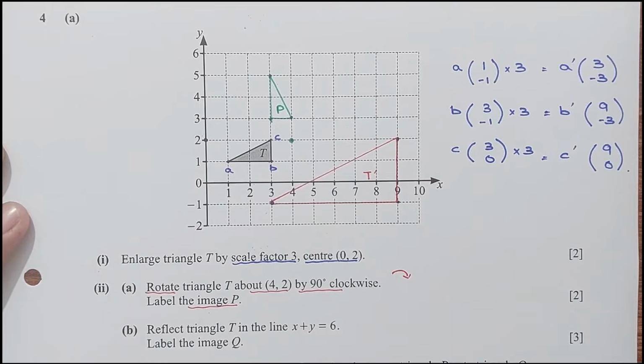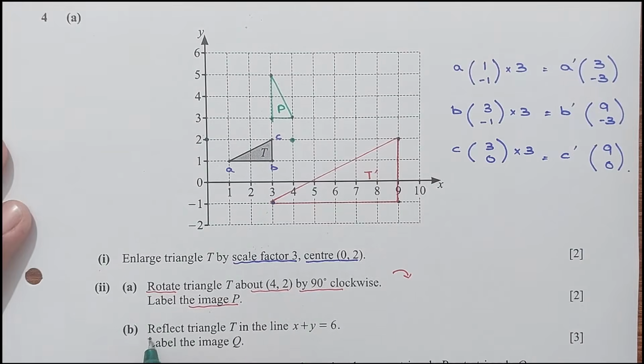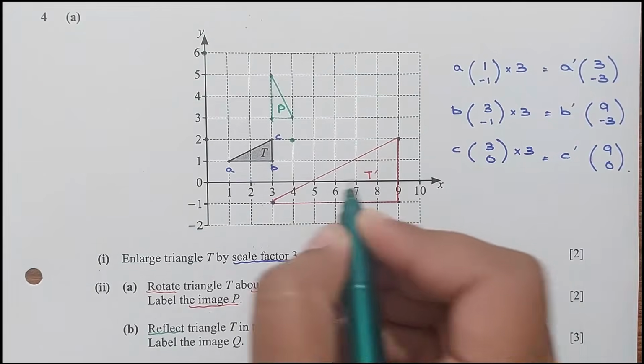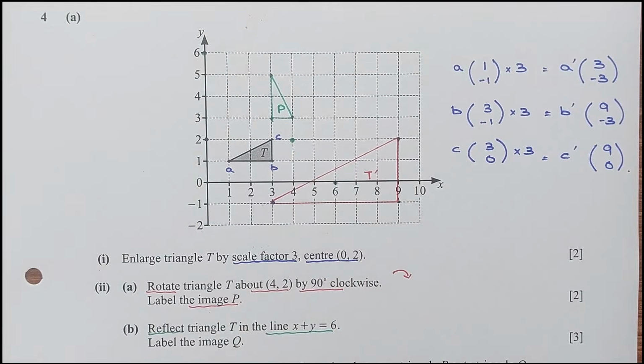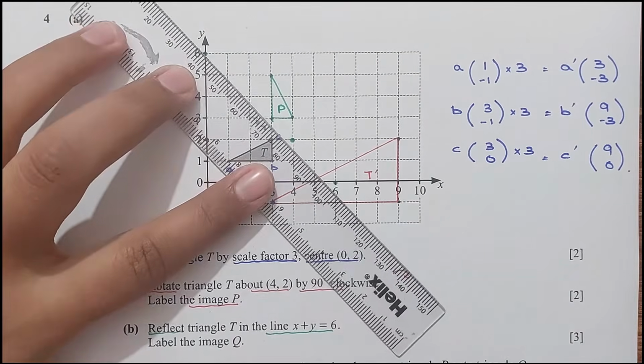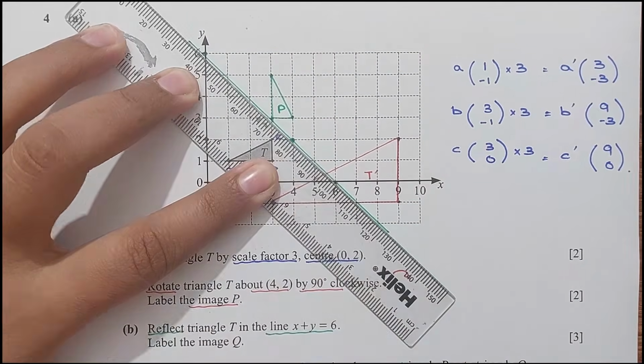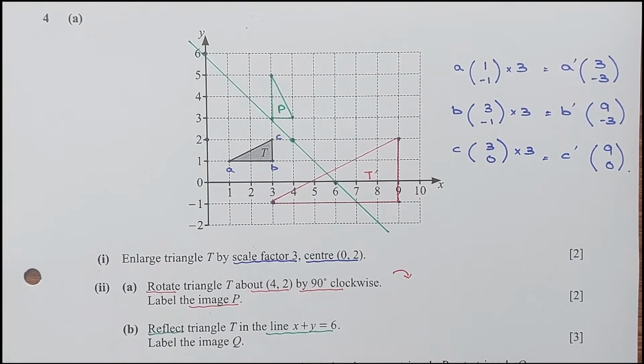Okay, now for part B, reflect triangle T in a line x plus y equals 6, label the image Q. Okay, so we have to do the reflection. So first we have to draw the line x plus y equals 6. We can draw the line with the help of the x and y intercepts. So when x is 0, y value is 6. And when y is 0, x value is 6. So the x-intercept and the y-intercept are 6 and 6. So this is the straight line.